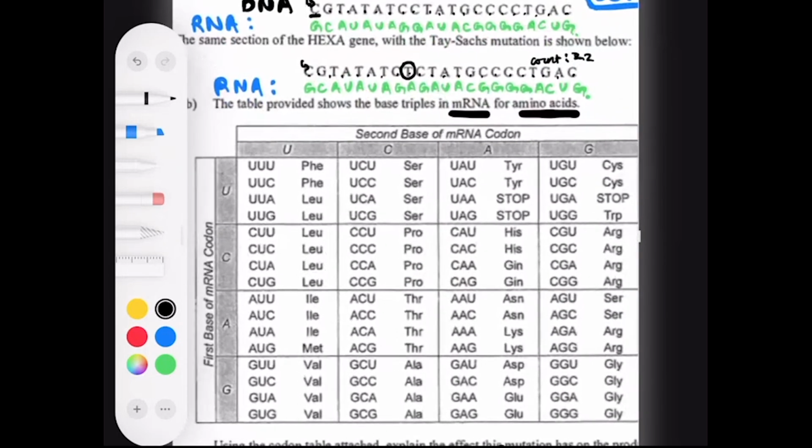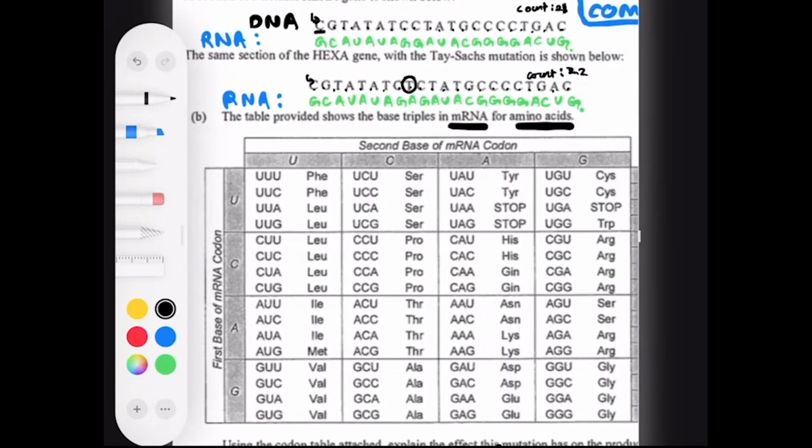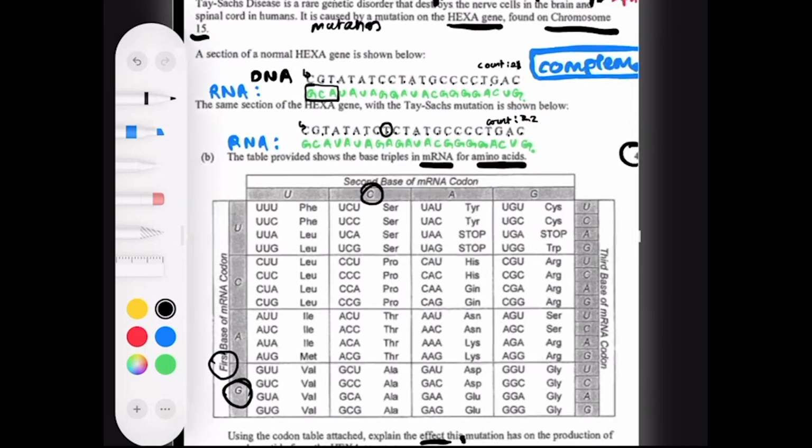Now it's quite easy to read this table. You quite literally get the RNA sequence, GCA, and you go with first base G, second base C, third base A. And you find a table.